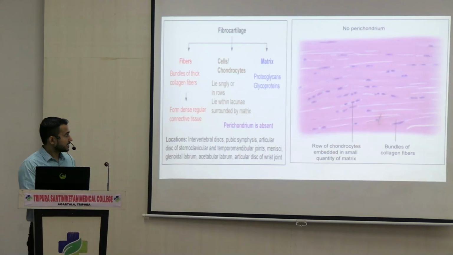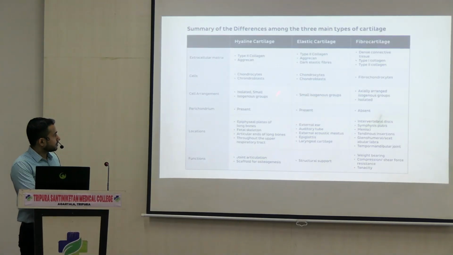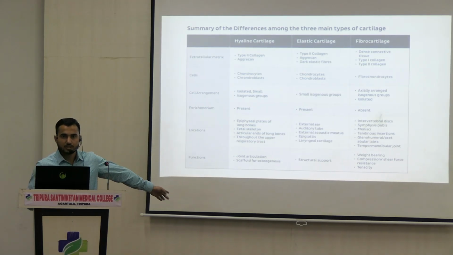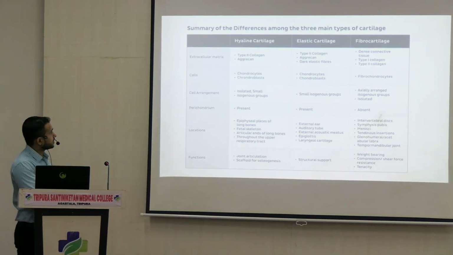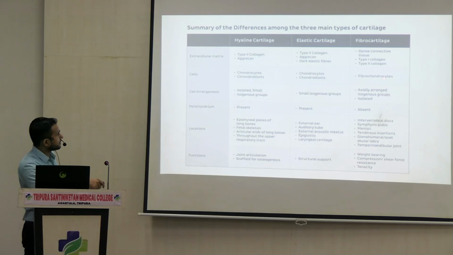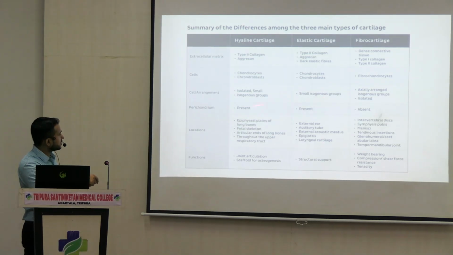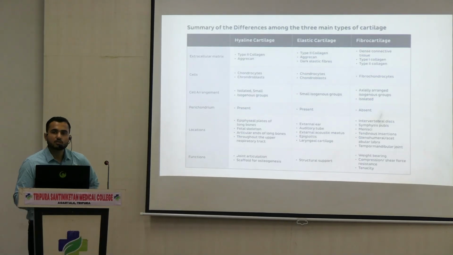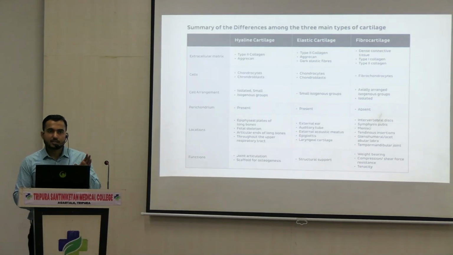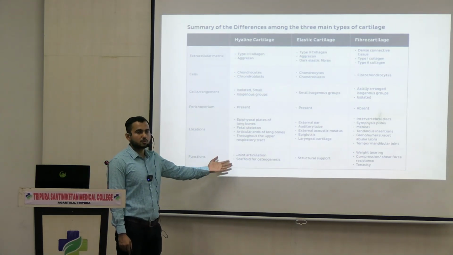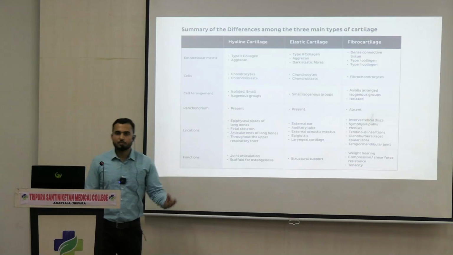Lastly, I want everyone to take a snap of this. Whatever we have discussed, this is the gist. Everything is present over here. For example, you can see the hyaline cartilage, elastic cartilage, fibrocartilage. What is present in the extracellular matrix? What are the different types of cells present? How the cells are arranged? Perichondrium, whether it is present or not. Location and function. So during the time of exam, this kind of chart will save your time and will help you to study it in a very small amount of time.